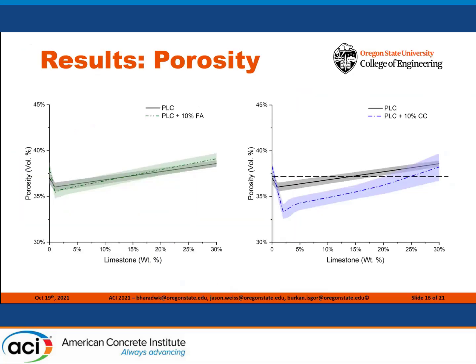So now let's look at the results of these simulations. The plots on this slide show porosity as a function of the limestone content in the cement for a neat PLC system, a PLC system with about 10% calcined clay, and a PLC system with 10% fly ash. The bold line in all of these plots, in the center of all the regions, is the mean predicted porosity at a given limestone content for each mixture. And the shaded area represents one standard deviation of porosity that is predicted away from the mean.